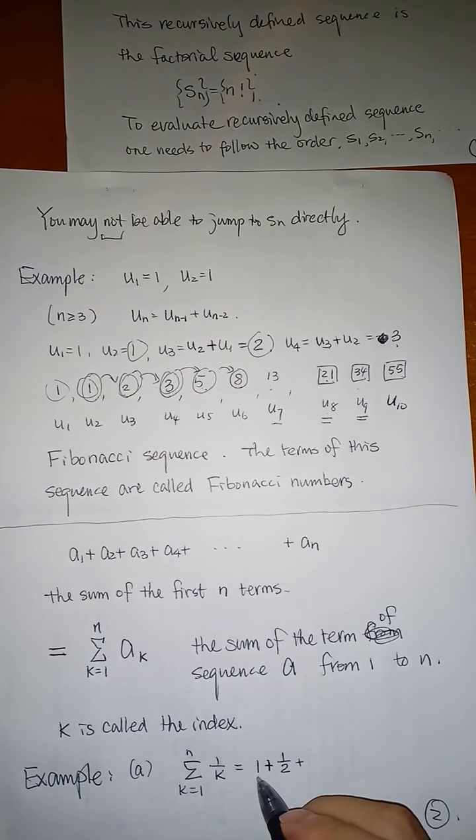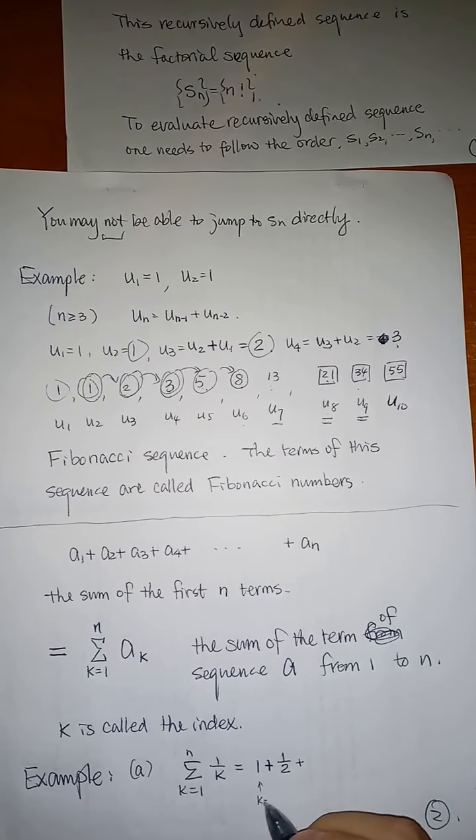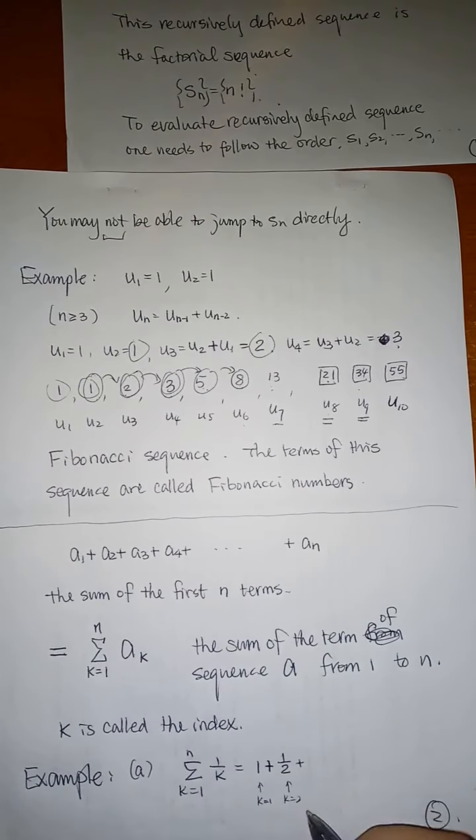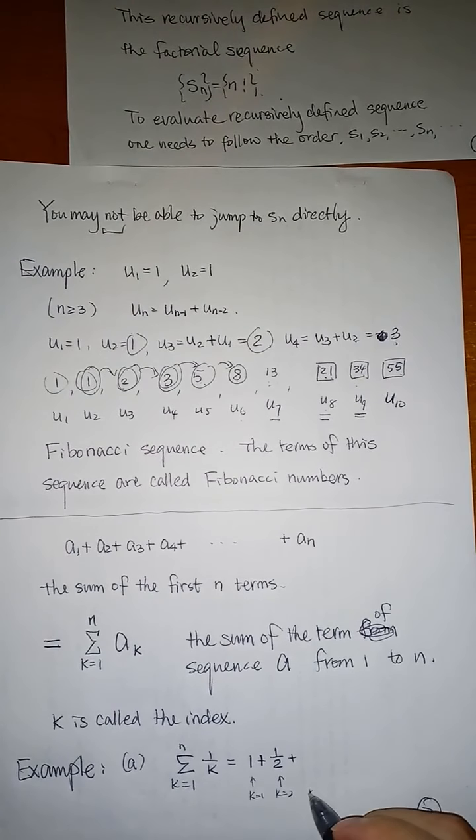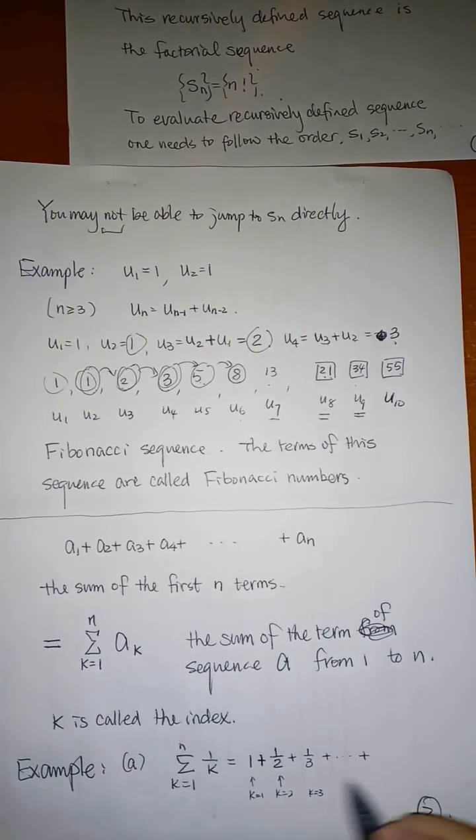So this is 1, this is 1/2. And next one, you will say k is 3. When k is 3, 1 over 3 is 1/3, and addition. And so on, until you let k equal to n. When k is equal to n, you get 1 over n. This is the last value for k. After you evaluate k equal to n, you stop. So this is a sum of the first n reciprocal numbers: 1, 1/2, 1/3, 1/4, 1/5, 1/6, 1/7, and so on.